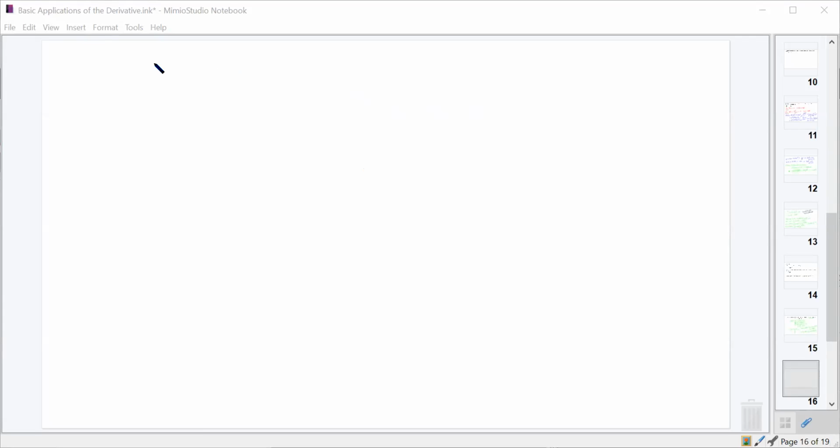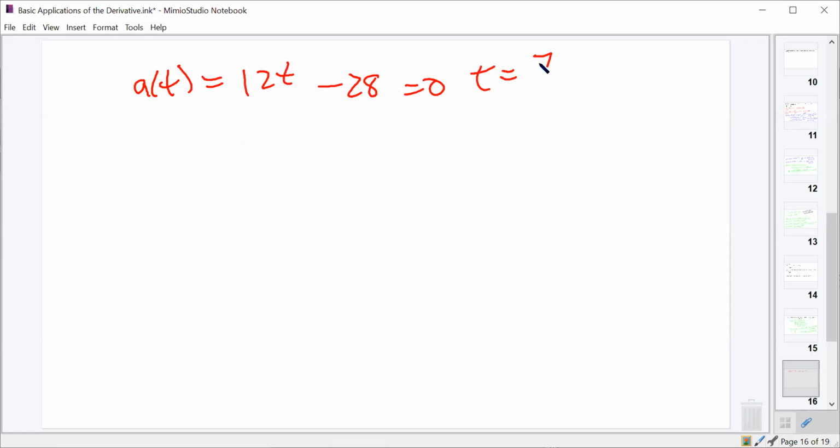All right, so our acceleration function should become the derivative of our 6t squared minus 28t plus 22, which will just be 12t minus 28. And that's never undefined, but it equals 0 when t is 28/12 or 7/3. Everybody good with that?